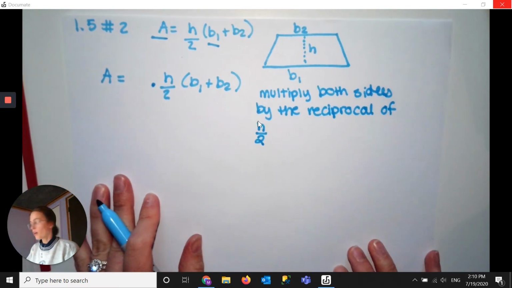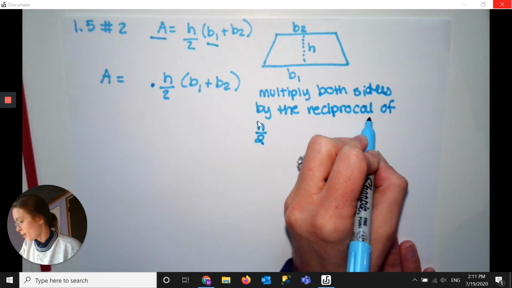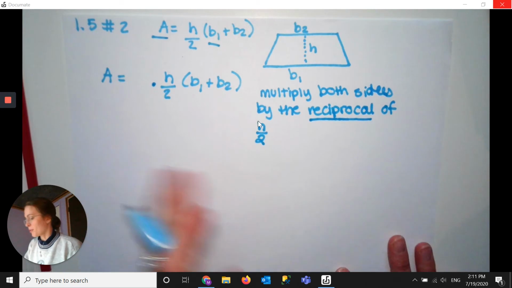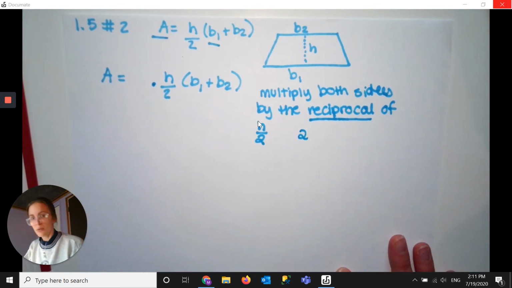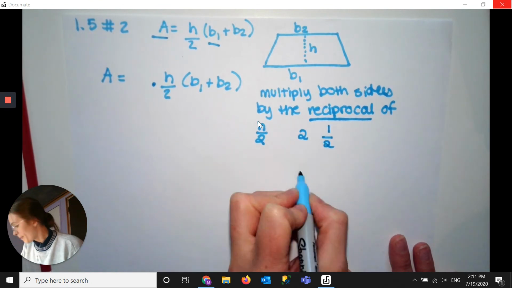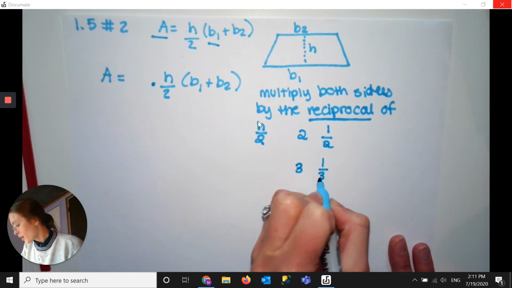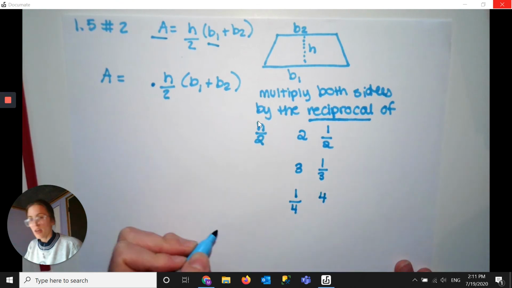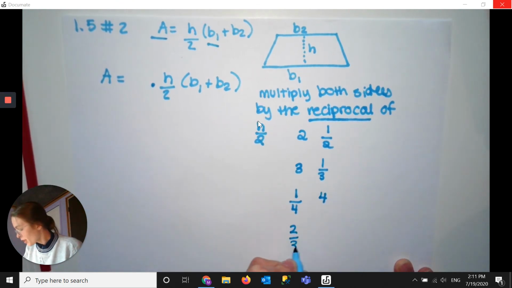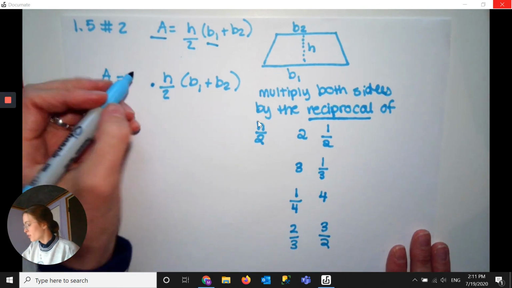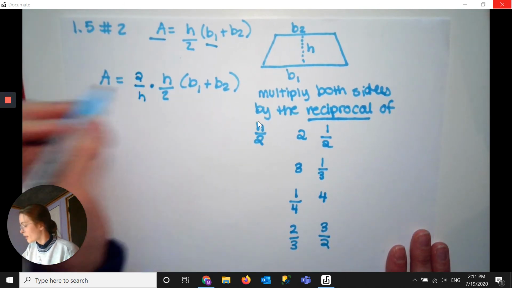So the reciprocal of H over 2. If you don't remember what the reciprocal of a number is, I'll give some examples. For example, the reciprocal of 2 is 1 over 2. The reciprocal of 3 is 1 over 3. The reciprocal of 1 over 4 is 4. The reciprocal of 2 over 3 is 3 over 2, and so on. So we'll multiply both sides of this formula by the reciprocal of H over 2, which is 2 over H.